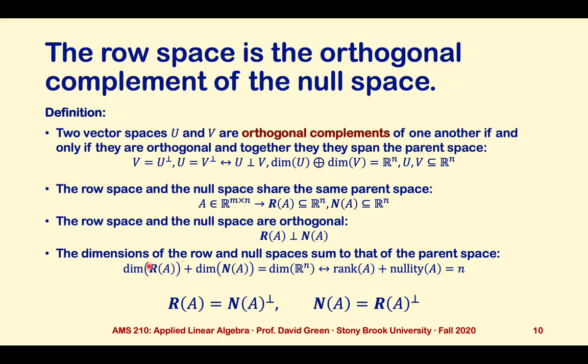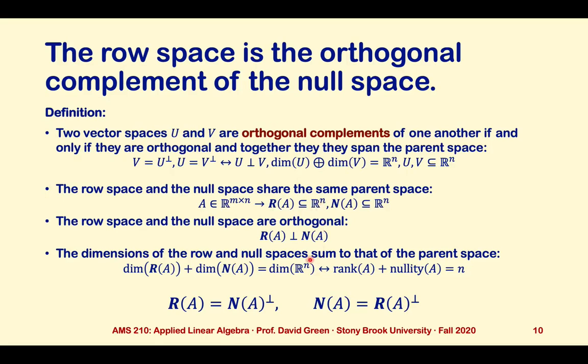The first of these, the dimension of the row space, is the rank. The dimension of the null space is the nullity. The rank of A plus the nullity of A equals the number of columns of A. We have now also added in this extra piece that the row space and the null space are orthogonal. Three relationships between the row space and the null space.